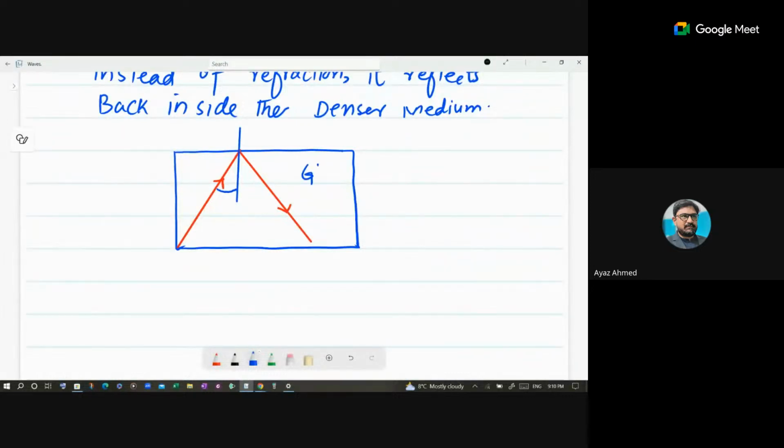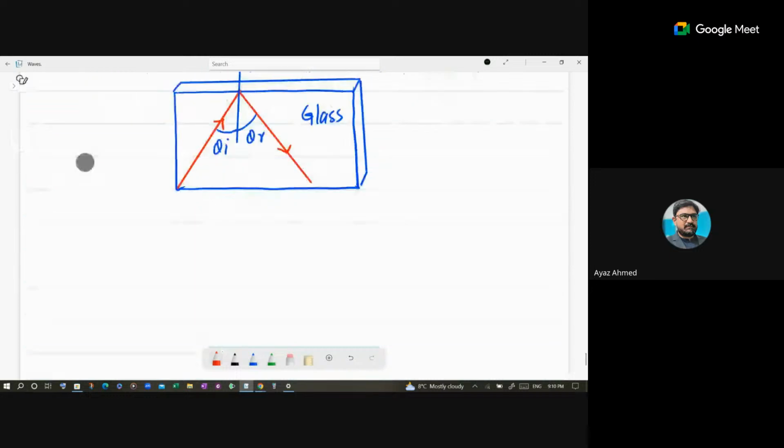So this is a glass slab. When I throw some light over there, instead of going out of the glass slab, it reflected back inside. Following the laws of reflection, this is the angle of incidence i, and that is theta r. This is how we explain this.